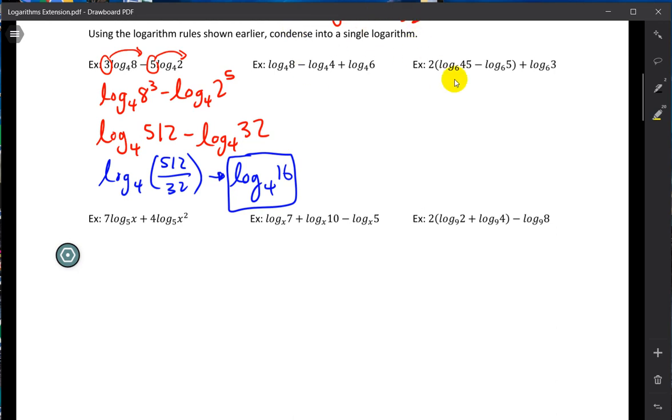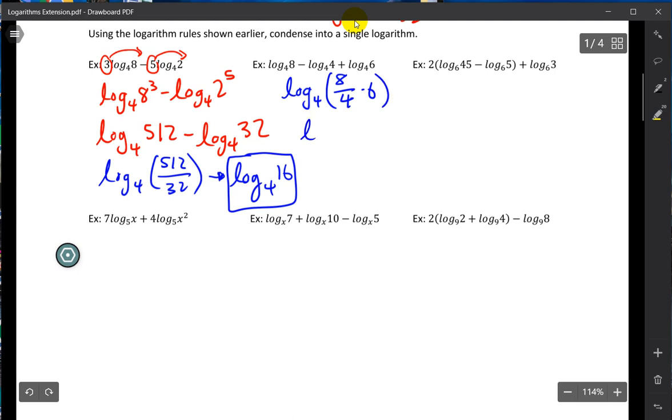For this next example, we're going to do a combination of division and multiplication. So this expression is log base 4 of 8 divided by 4 multiplied by 6. Okay. So 8 divided by 4 is 2, 2 times 6. So this is log base 4 of 12.